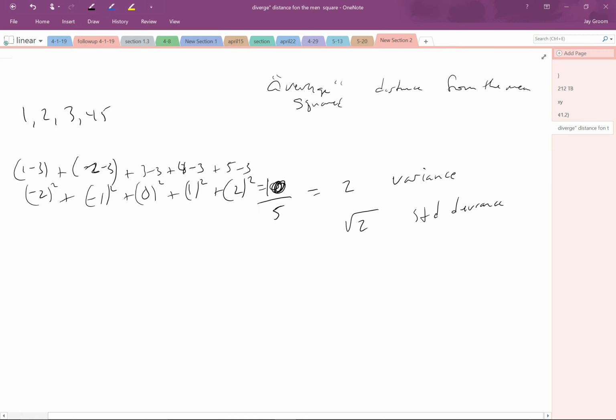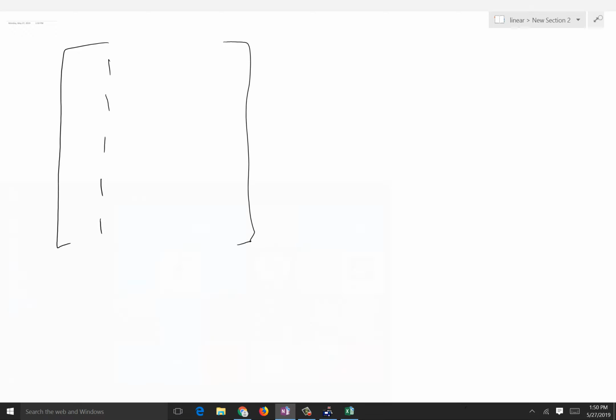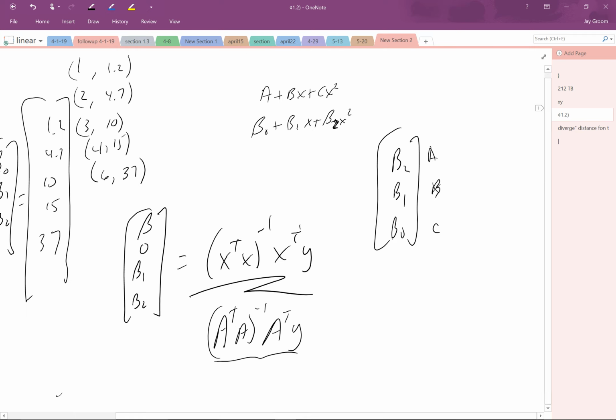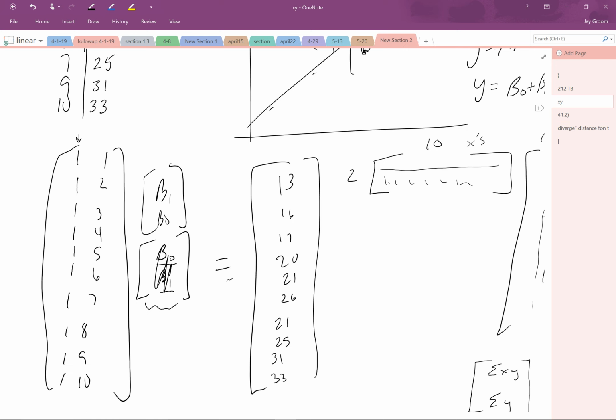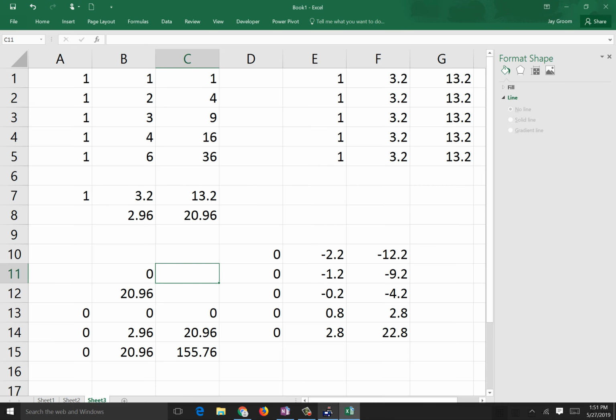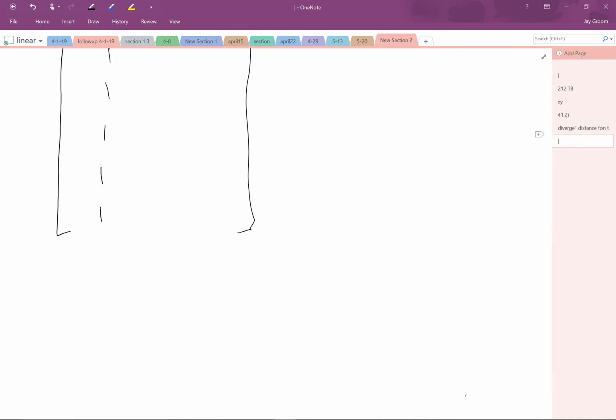Now in matrix format, it's going to look a little different. On our first one, we had a column of 1s, and then our second column was the numbers 1 to 10.